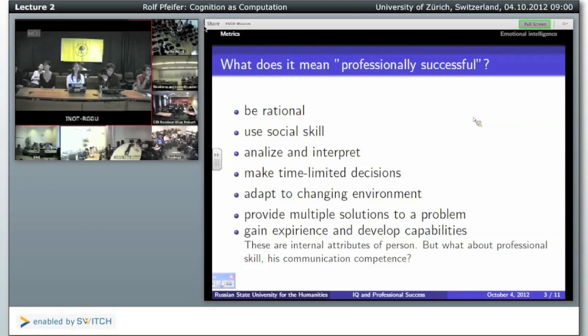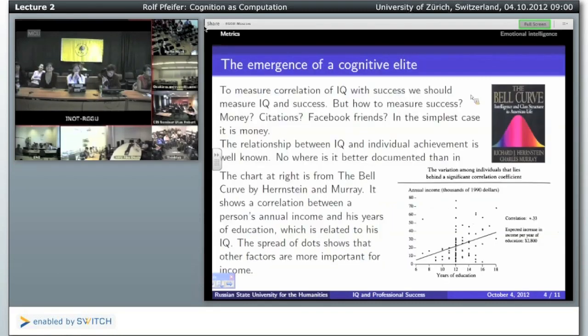What does it mean to be professionally successful? Be rational, use social skill, analyze and interpret, make time-limited decisions, adapt to changing environment, provide multiple solutions to a problem, gain experience and develop capabilities. There are internal attributes of persons, but what about professional skill, his communication competence? To measure a correlation of IQ with success, we should measure IQ and success. But how to measure success? Money, citations, Facebook friends. In the simplest case, it is money.